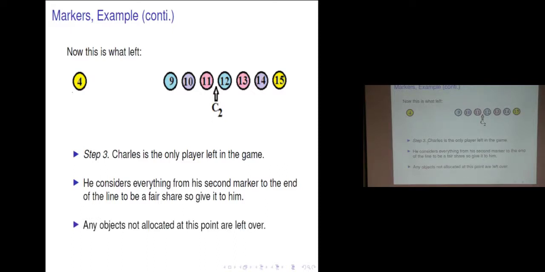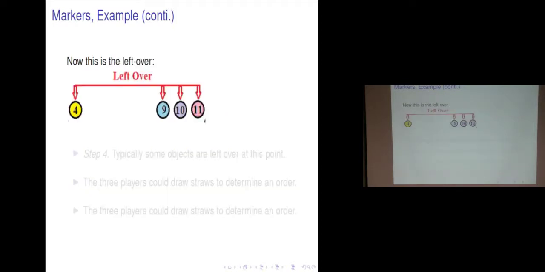Okay, so then any objects not allocated at this point are leftovers, right? So you give these four items to Charles, and then the items number 4, 9, 10, 11 are still there. So these are called leftovers. Now we have to divide the leftover. So typically, there will be something left, right? Unless the markers are placed so nicely that they take all. But usually they will have a situation like that.